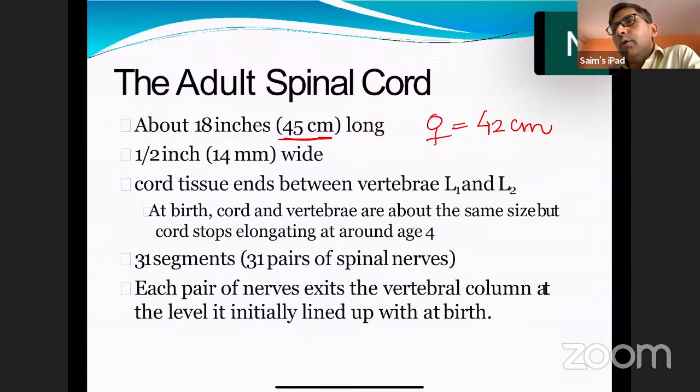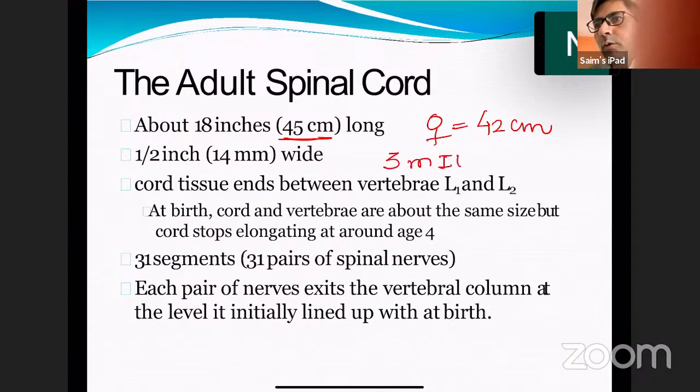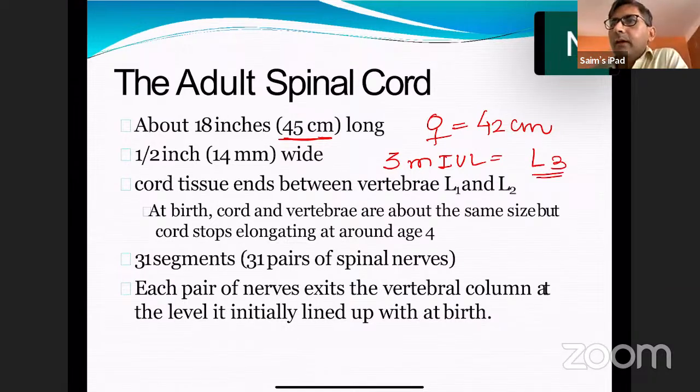And as I told you, if you go to the fetal period, during the development process at around the 3rd month of intrauterine life, this spinal cord is present within and surrounded by the vertebral column. So the spinal cord and the vertebral column are almost similar in length. At the 3rd month of intrauterine life, the spinal cord and the vertebral column both lie at the L3 level, at the lower border of L3. Okay, and subsequently, what happens as the child is born and during the phases of growth? Once the child is born, it is at the level of L3.